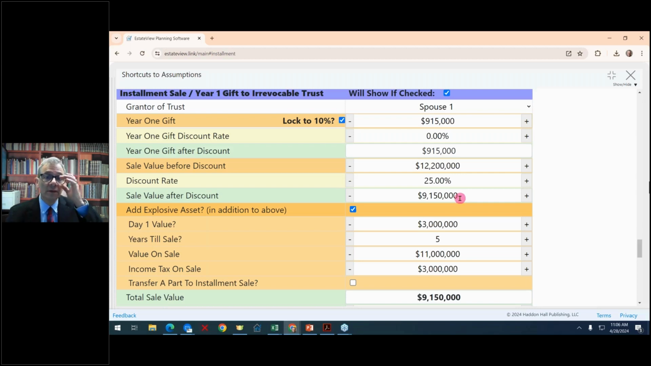And before selling this 99% LLC interest to an irrevocable trust for $9,150,000, he's going to make a $915,000 gift to the trust, a seed capital gift. This is a rule of thumb used in the industry. It's not required, but it seems to be fairly safe and well respected. And part of what he's going to do here is give a portion of his explosive asset as well.